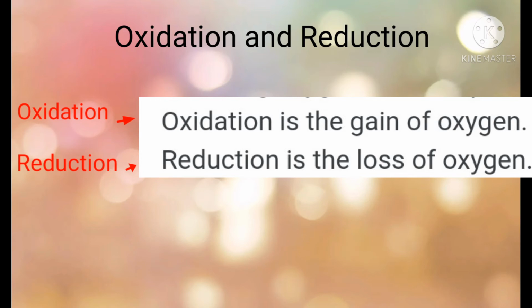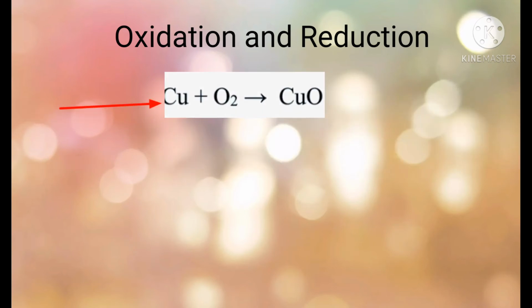Reduction is a loss of oxygen or addition of hydrogen to the substance. It is an example of oxidation reaction. In this reaction, oxygen is added to the copper to form copper oxide. Right side copper oxide, left side copper. So to the copper, oxygen is added. That is what we got, copper oxide.